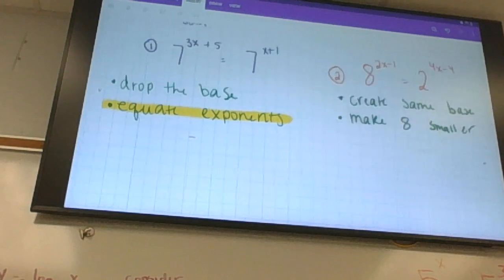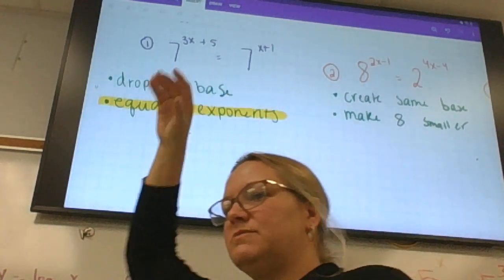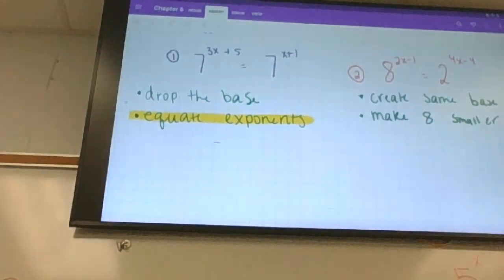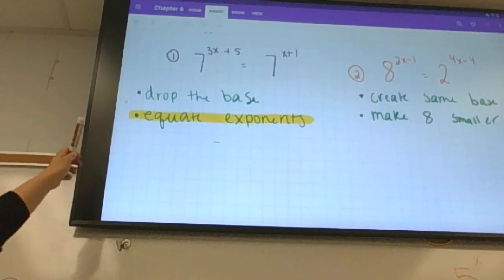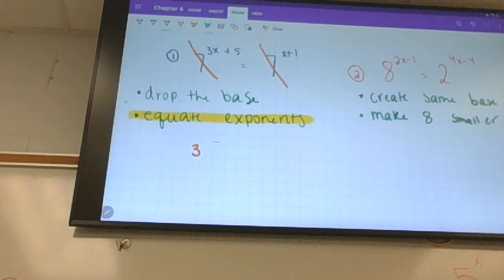So we've got base 7. When this is the most basic, what you do is you can just drop the base, and this is called equating exponents. Equate exponents. So the base, drop it. I just put an X through it. And then you're left with just the exponents equal to each other. It's just a basic linear equation. I would subtract the x over.